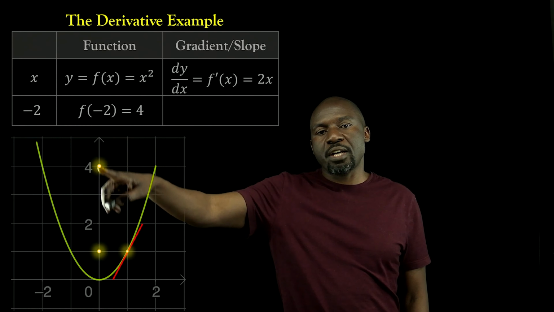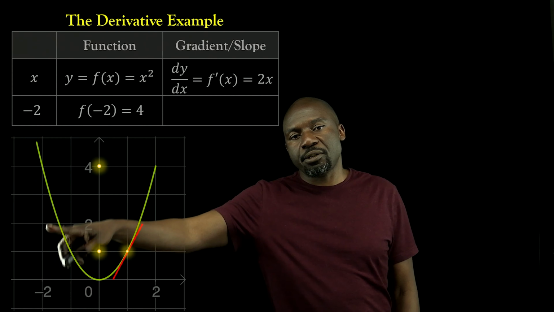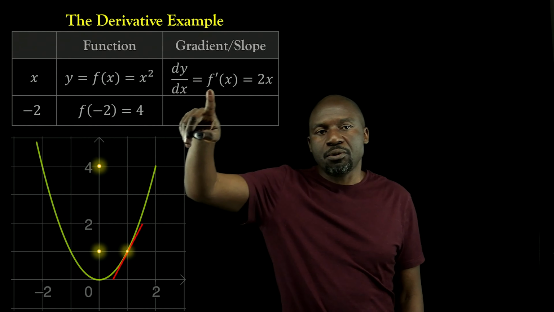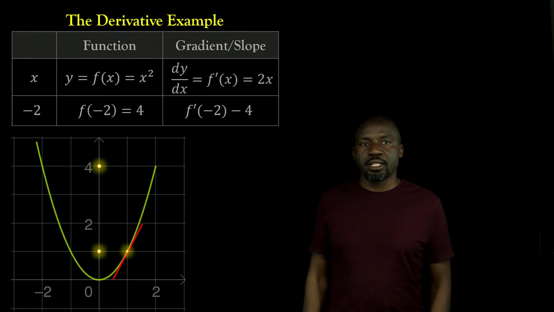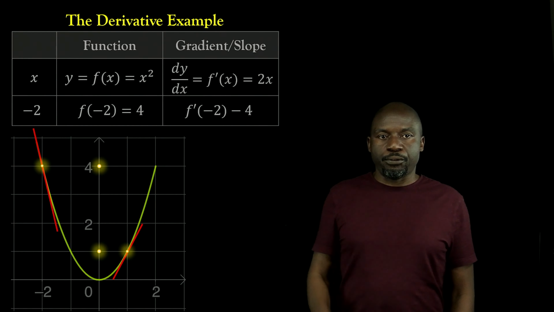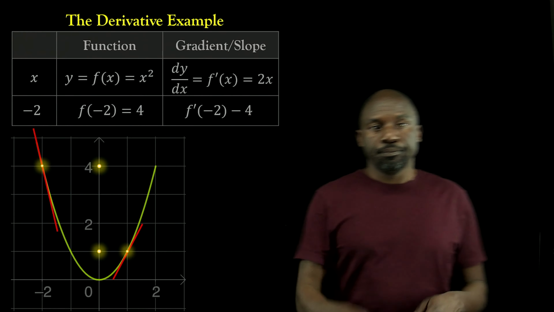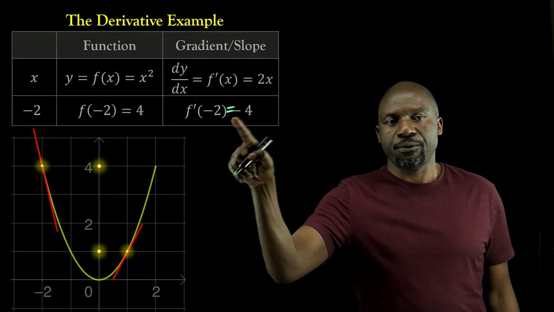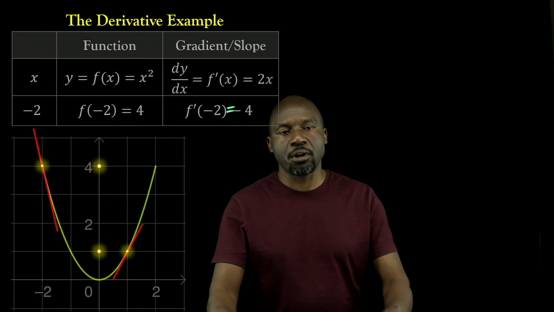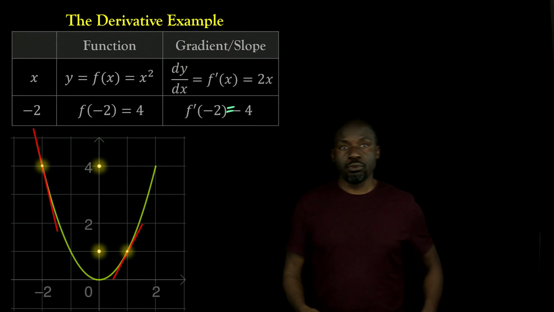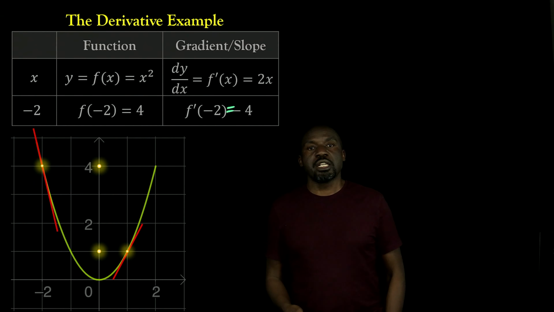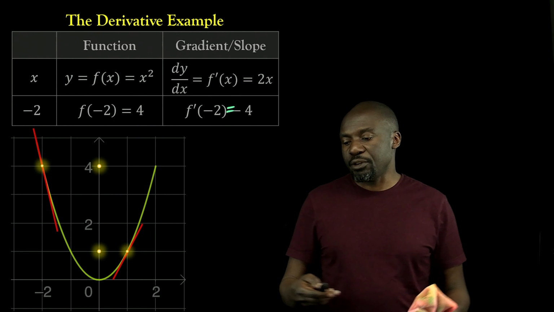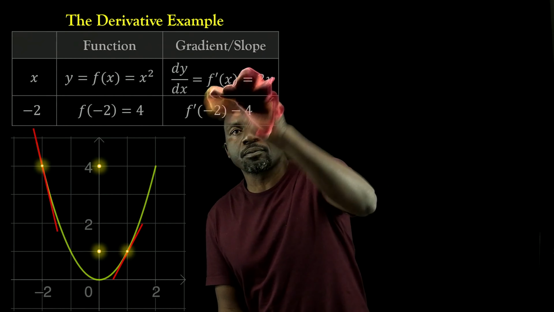But if we wanted to find the gradient at the point where x is negative 2, then we have to substitute negative 2 into the gradient function, and that should give us negative 4. So that is supposed to be negative 4 there. So this is how we make use of the derivative function. It helps us find the gradient. But eventually we will see how we make use of this in real life scenarios. All right?